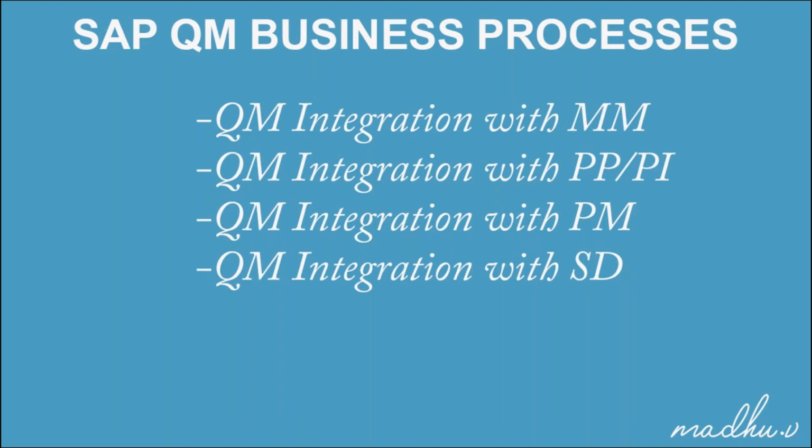Now we have two scenarios here. The QM department is involved with PP in two stages: while making the product and also after completely finishing the product. That process is called in-process inspection, because QM is involved during the making stage of the finished product, and also after the completion of the finished product.